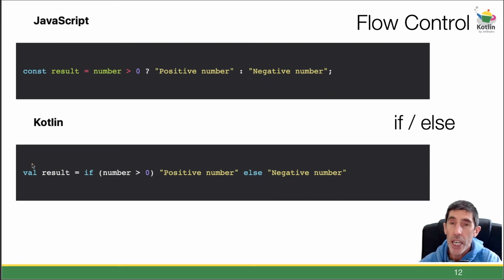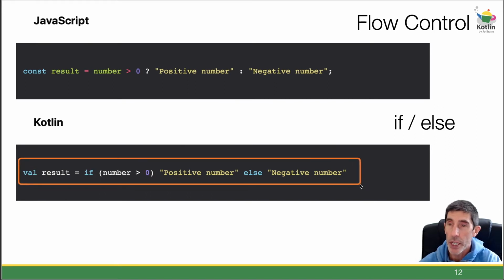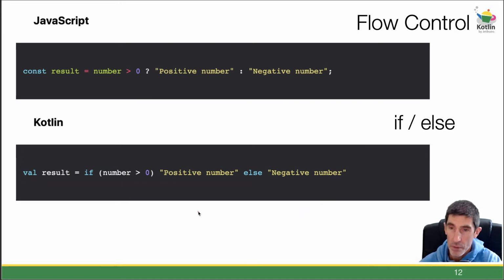Now, to do the same in Kotlin, we can leverage the if statement again, because it is an expression, and we can say something like this. We have our if, our condition, there's our result, else there's our other result. Again, a lot tidier, a lot neater, a lot easier to understand, I suppose, if you get right down to it.